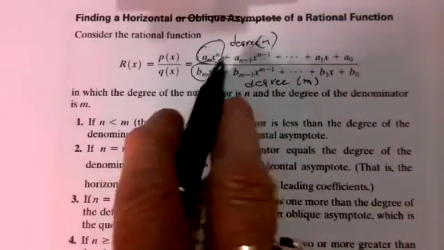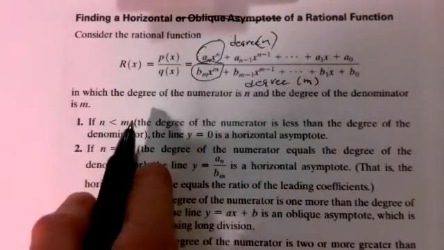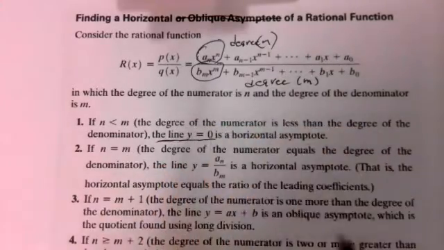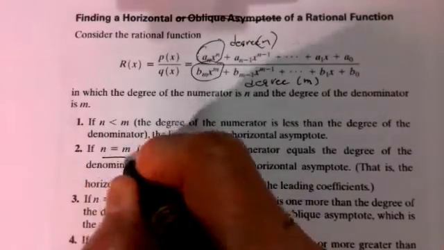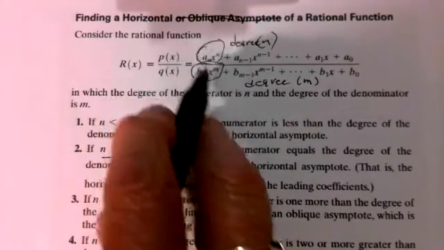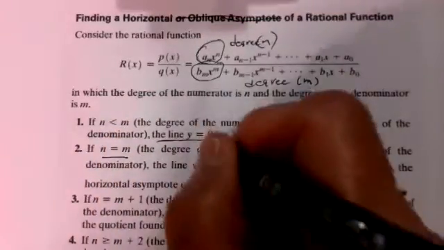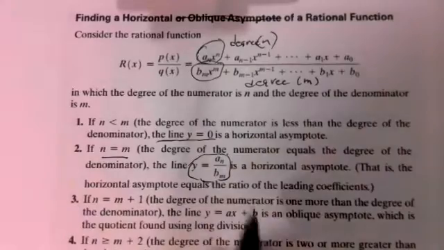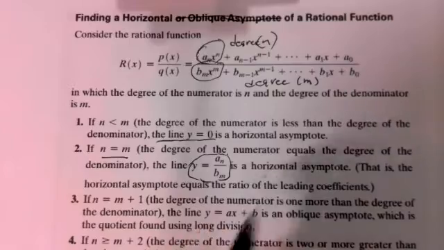Okay, so we compare the degree of the numerator with the degree of the denominator. If the degree of the numerator is less than the degree of the denominator, then the line y equals 0 is the horizontal asymptote. Now, if the degrees are equal, then the line y equals the leading coefficient in the numerator divided by the leading coefficient in the denominator is a horizontal asymptote. So if they have the same degree, the horizontal asymptote equals the ratio of the leading coefficients.